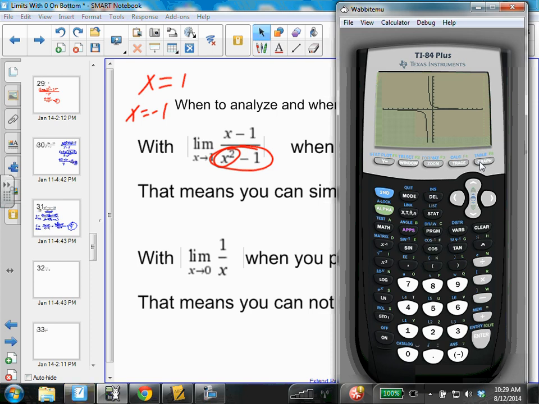Now, if you look at my graph right now, and if you graph it in your calculator, you can see that at negative 1 on this graph, something happens at x equals negative 1. But at x equals 1, shouldn't something be going on at x equals 1 right over here? And look at the line.